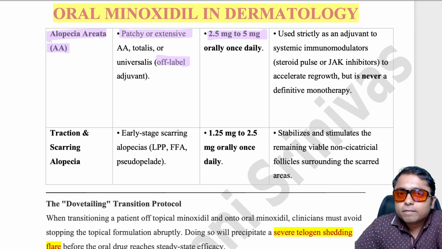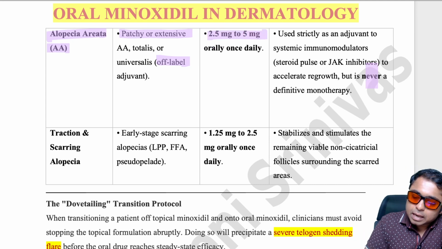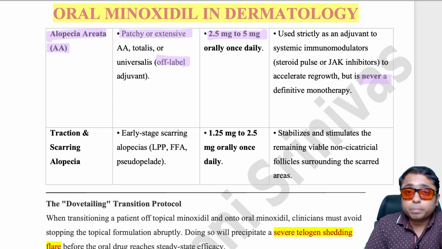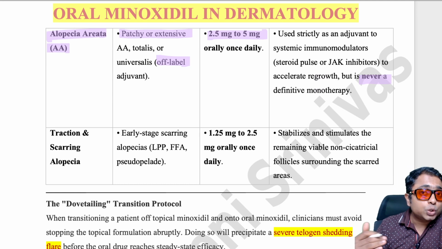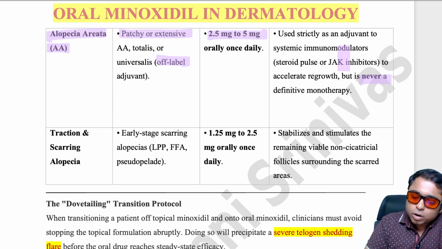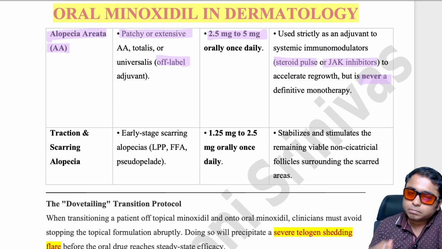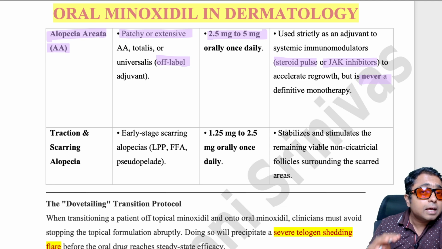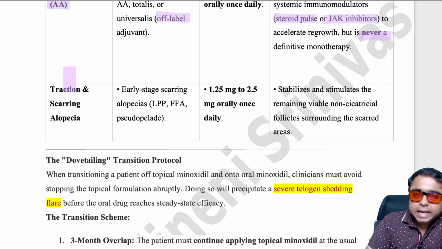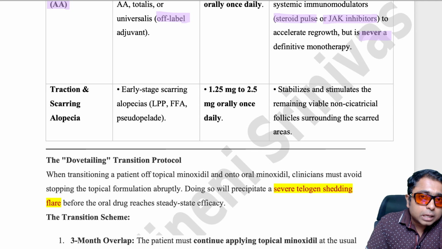Dosage, it could be 2.5 to 5 milligrams once daily, and it should never be used as a definitive monotherapy. This is a point to remember. We should always give it as an adjuvant therapy. The other medications could be steroid pulse, or JAK inhibitors, but remember it's never used as a monotherapy.